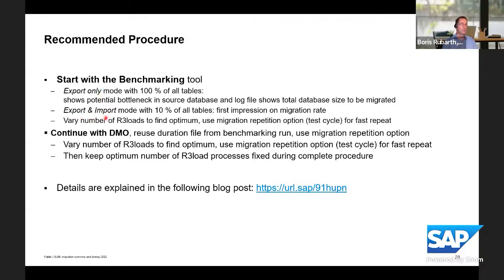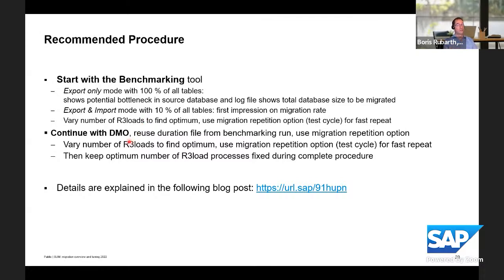And then you can do the export and import of the benchmarking, shrinking it down to say, well, start with 10% of the source database. The tool will select appropriate tables to get a first impression on the migration rate. Then you already change the number of R3 loads to find an optimum. Use the test cycle, if you like, and then you do the real DMO procedure.